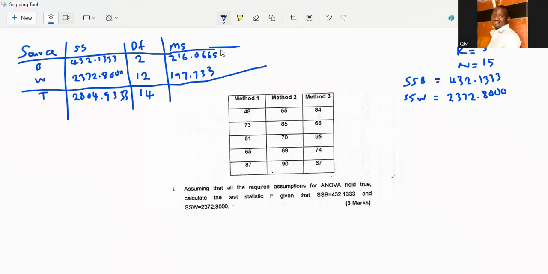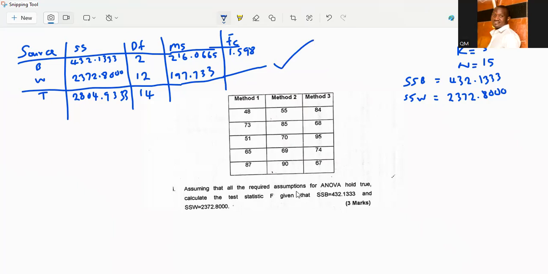So how do we find the F calculated? Divide the mean square between by the mean square within. So this answer is given. I found 1.093, I found 1.598. Okay, the difference is very minimal. So this is how you come up with the ANOVA table.